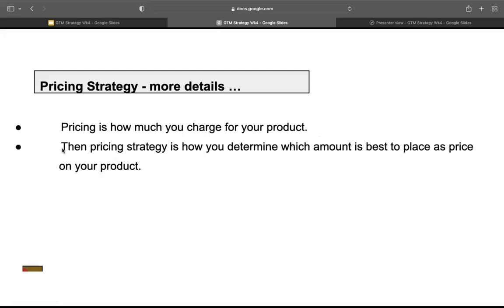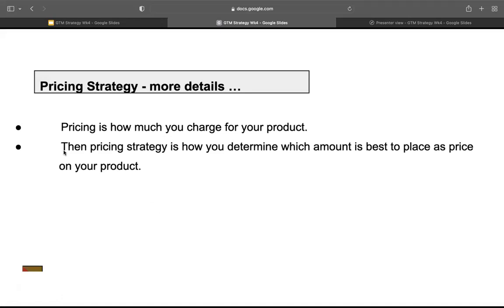Now, pricing is how much you charge for your product, and pricing strategy is how you determine which amount is best to place as the price on your product. These are two different things. Pricing strategy is a strategy that you put in place for your pricing, while pricing is just the amount that you're charging for your product. Let's say for Remini, it's 450 naira per month. That is the pricing.